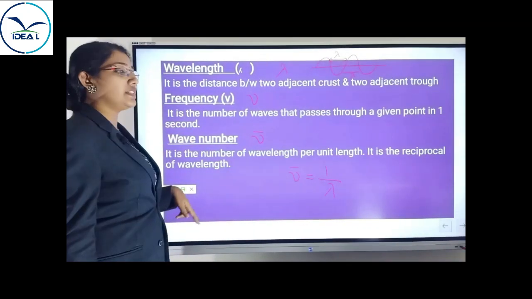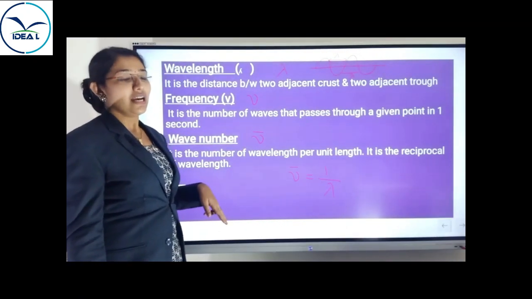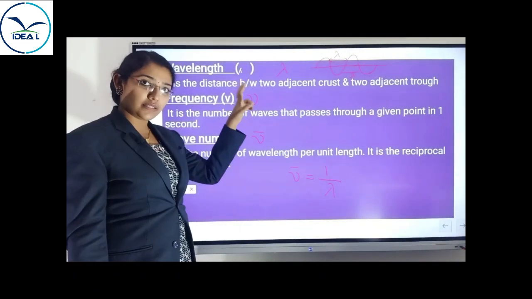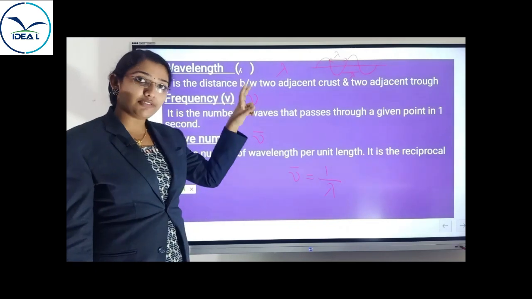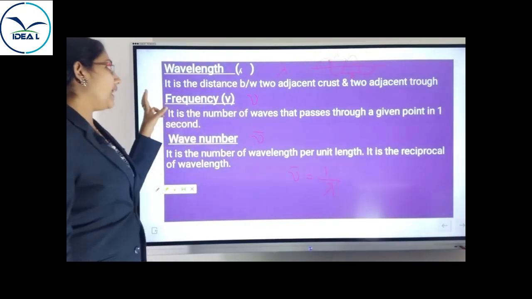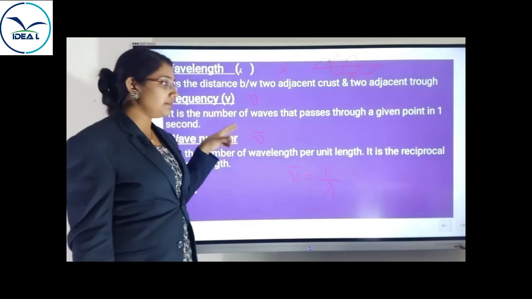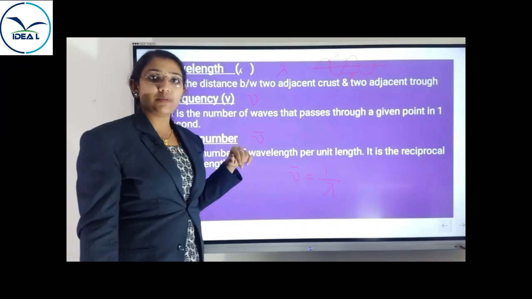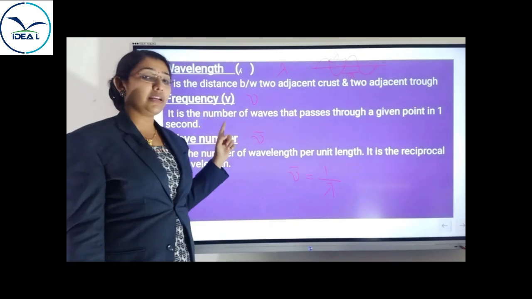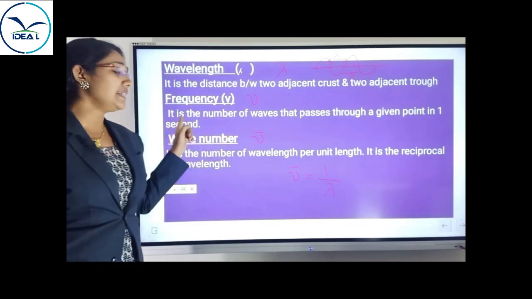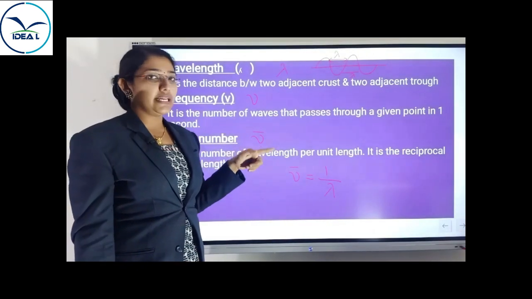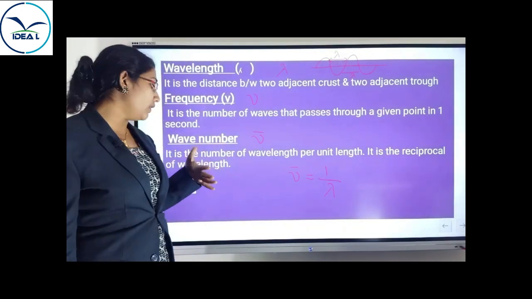So these are some of the terms related to the electromagnetic spectrum. First one is wavelength. It is the distance between two adjacent crests and two adjacent troughs in an electromagnetic wave, and it is denoted by lambda. Then frequency. It is the number of waves that pass through a given point in 1 second. It is denoted by nu. Next one is wave number. It is the number of wavelengths per unit length. Also it is the reciprocal of wavelength.